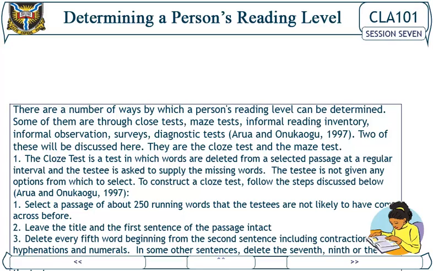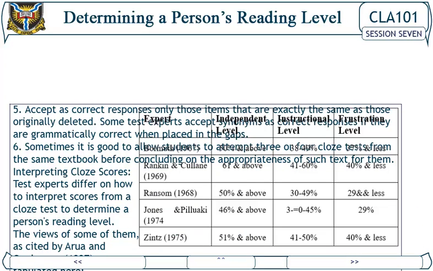4. For each deletion, leave from 10 to 15 character spaces. The passage should be double or triple spaced. 5. Accept as correct responses only those items that are exactly the same as those originally deleted. Some test experts accept synonyms as correct responses if they are grammatically correct when placed in the gaps. 6. Sometimes it is good to allow students to attempt 3 or 4 cloze tests from the same textbook before concluding on the appropriateness of such text for them.